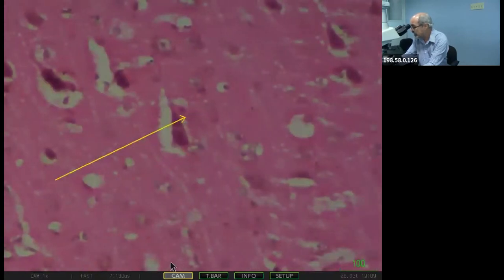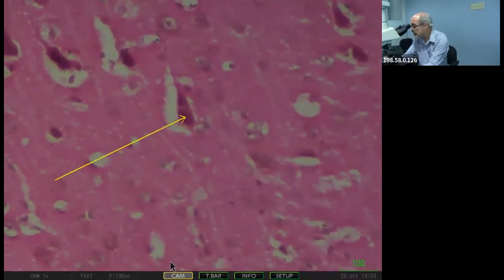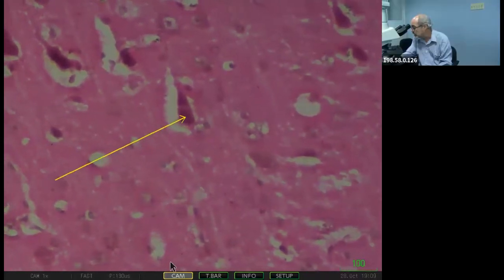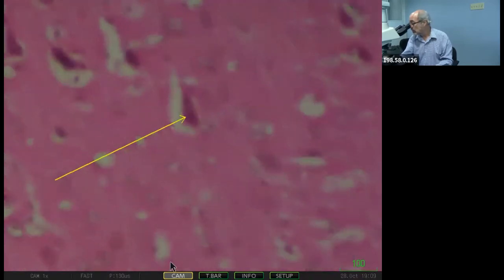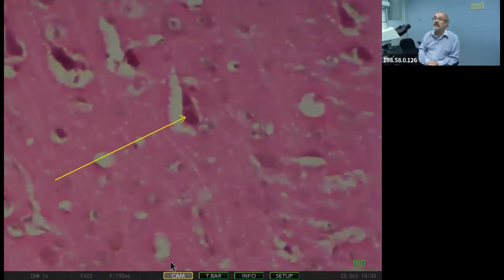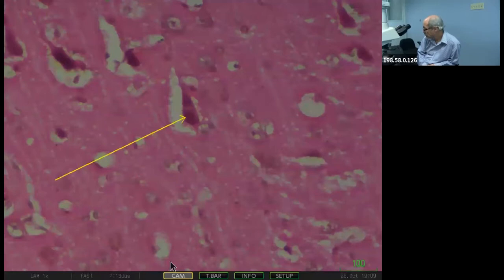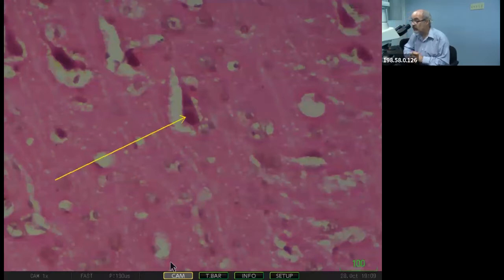Okay, so what type of cells is that one, for example? So it is like a hematoxylin and eosin section. Okay, so what kind of cell is that one? Is that the pyramidal cell? Pyramidal. Okay, good. Yeah. So it's a pyramidal cell.